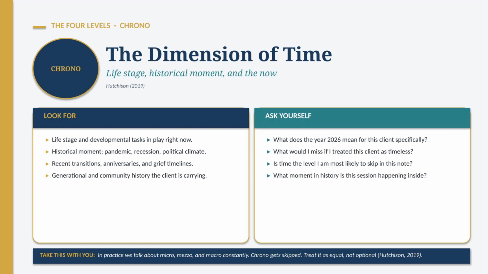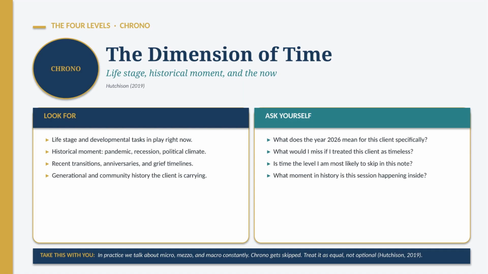Okay, here is the part I really want you to hear. In social work classrooms, in supervision, in our notes, we talk about micro, mezzo, and macro constantly. Those three get all the airtime. Chrono usually gets a polite nod and then we move on. I want to push back on that. Chrono is not the optional fourth level. It is just as important as the other three.